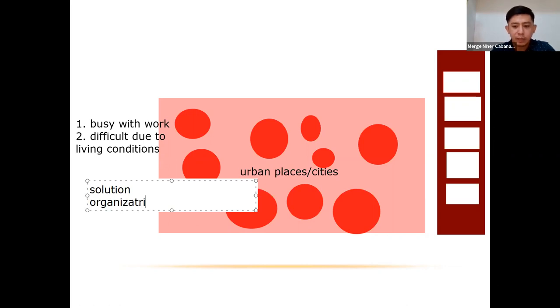Organization. Eh, question ko dito, Jonalyn, paano naman yung mga bata? Siyempre, hindi naman sila pwede magkaroon, di ba, ng Homeowners Association Kids Edition. Di pwede yun, di ba, Jonalyn? So, ano sa tingin mo? Para lahat-lahat tayo. Lahat, bata, matanda, pwede.